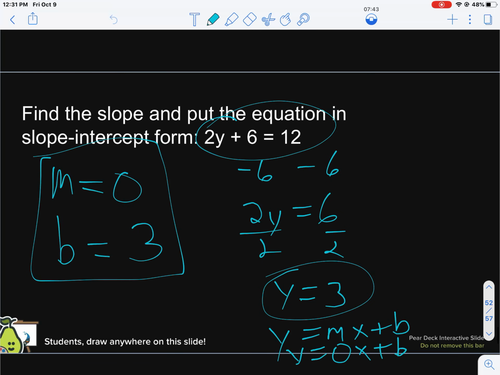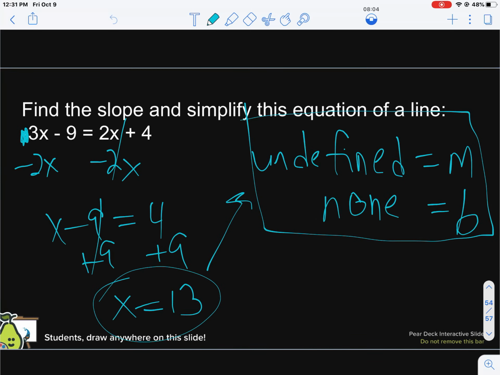In the example below, I see that there's no x's once I look at the equation. I solve for y and I get y equals 3. Now, a horizontal line has a slope of zero, and it always passes through the y-axis at the point 0, 3, so the y-intercept is 3.